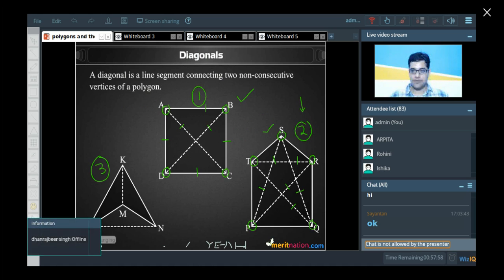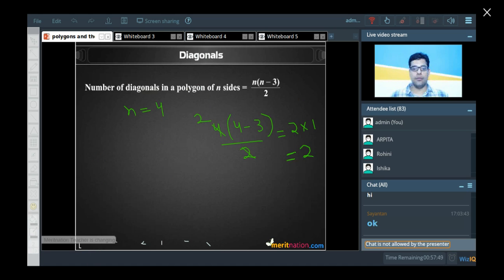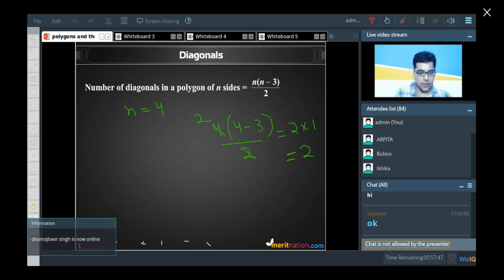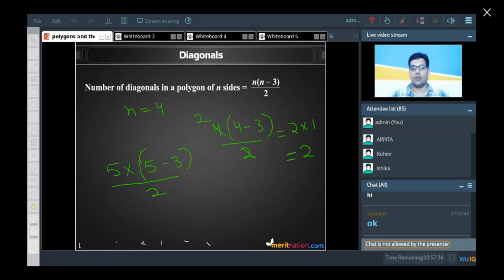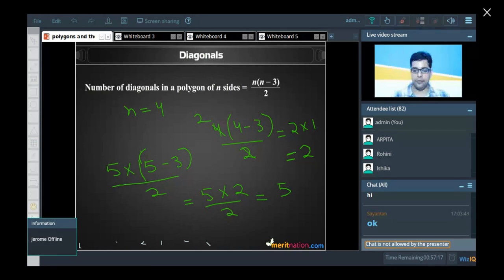Okay. Now we talk about the second polygon, where the number of sides equals 5. So in this we have n equals 5, and the number of diagonals is 5 multiplied by (5 minus 3) upon 2. We put n equals 5 to find the number of diagonals in a polygon of 5 sides. It will become 5 multiplied by 2 by 2. Solving this, the number of diagonals of this polygon is 5.